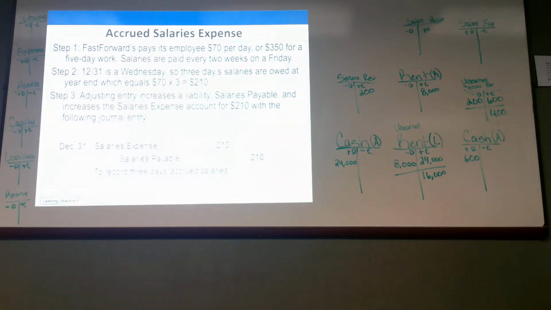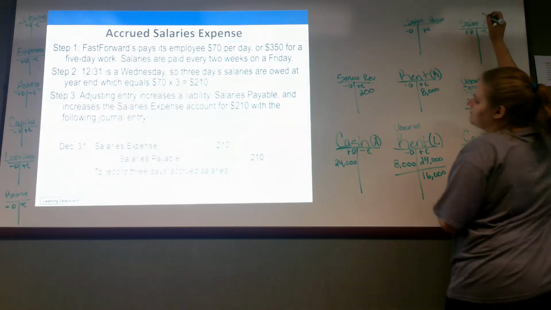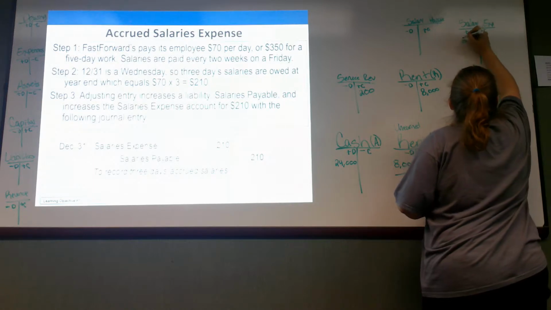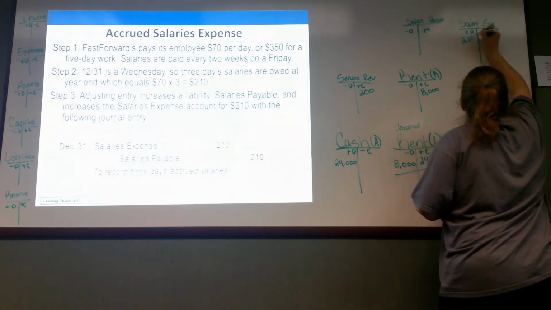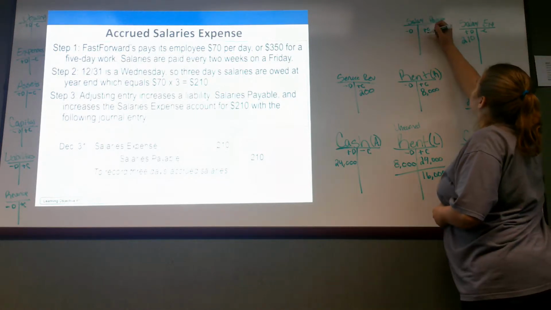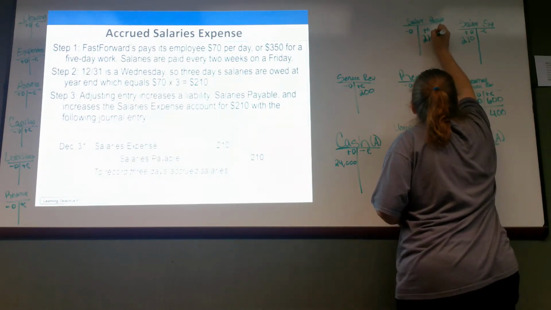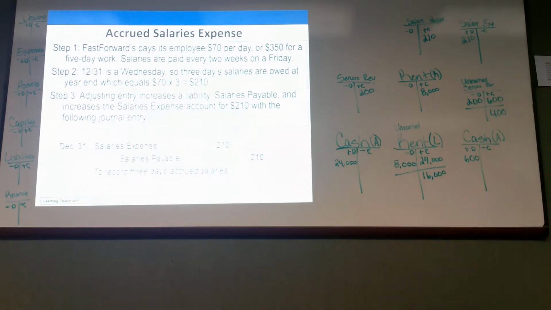So in this particular situation, we are trying to record salaries expense of $210. So does my salary expense account go up or go down? It goes up because we want to show additional expenses of $210. But we also want to show that we owe somebody this money because no cash has been utilized, right? Right. So our salaries payable goes up. Before we didn't owe anybody. Now we owe somebody $210. So we went from 0 to 210.